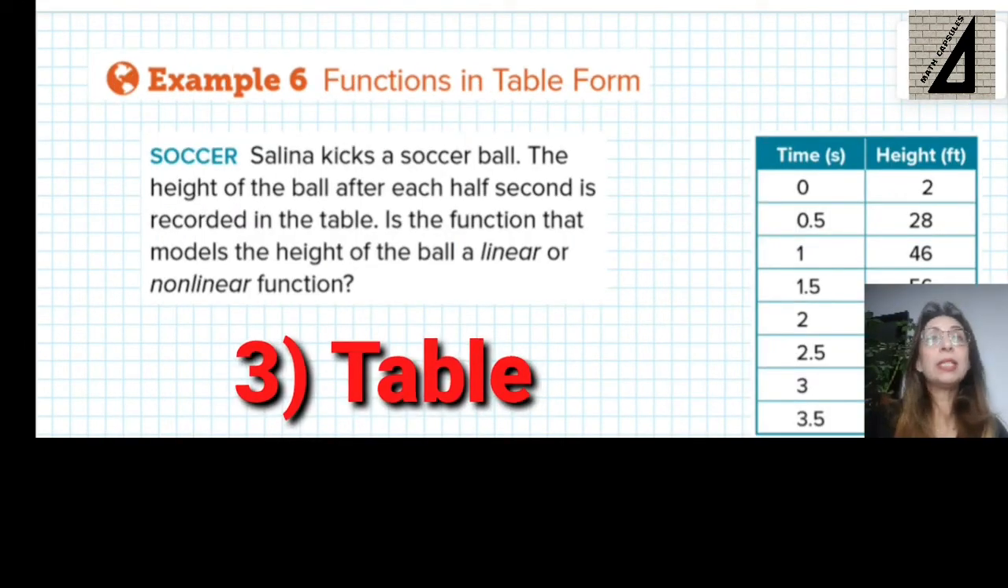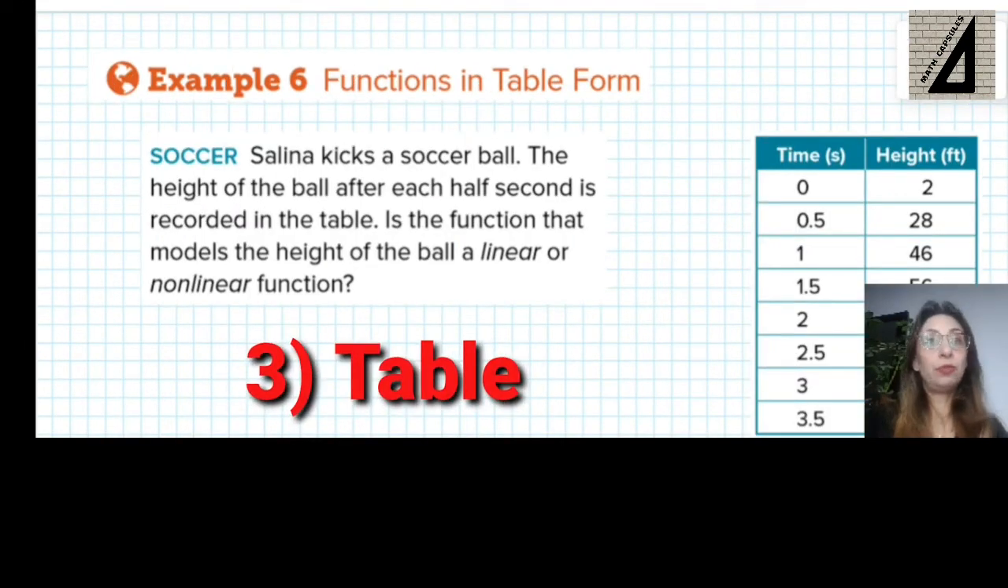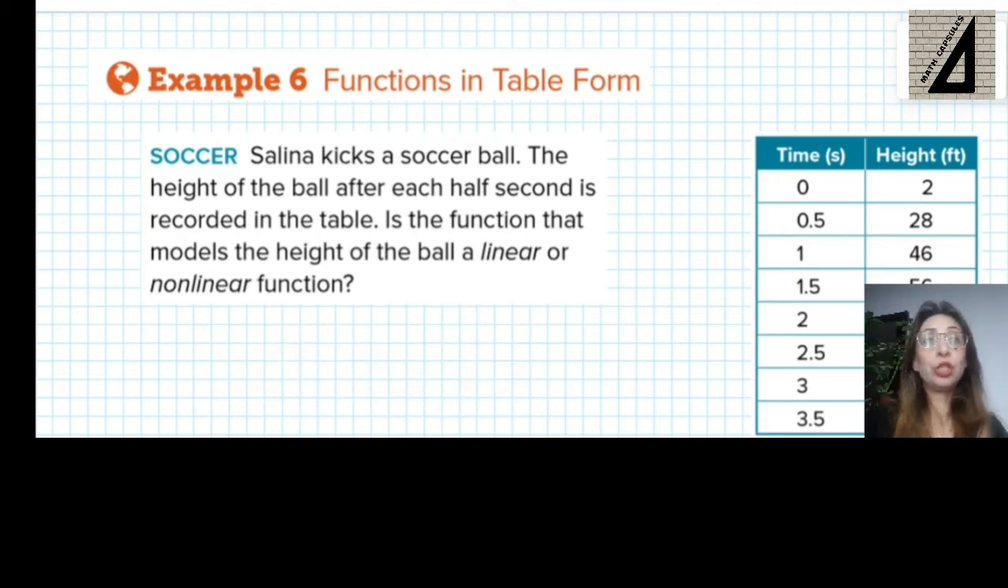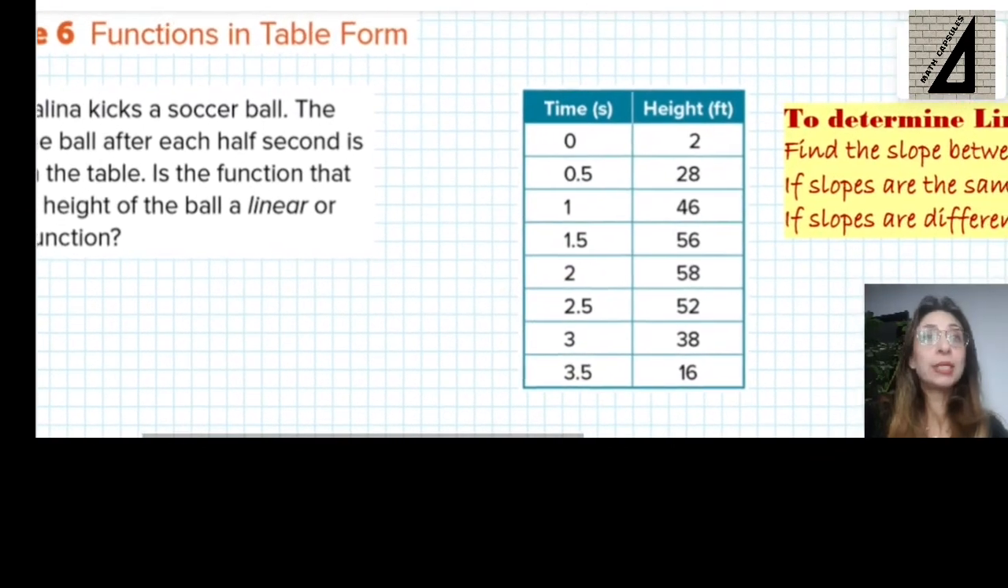Now let us have an example with a table of a function, and we want to know if this table represents a linear function or nonlinear function. Okay, for a table, this is different now. We don't have a line graph and we do not have an equation, but we just have values in the table for x and y.